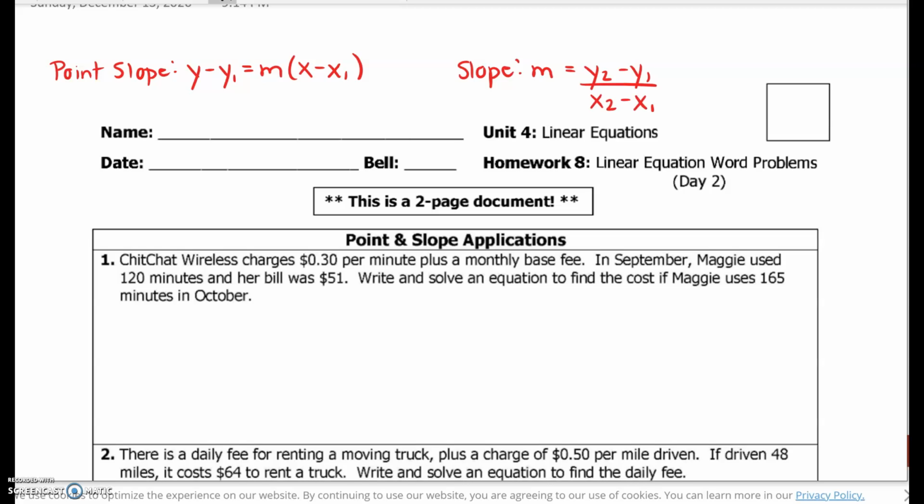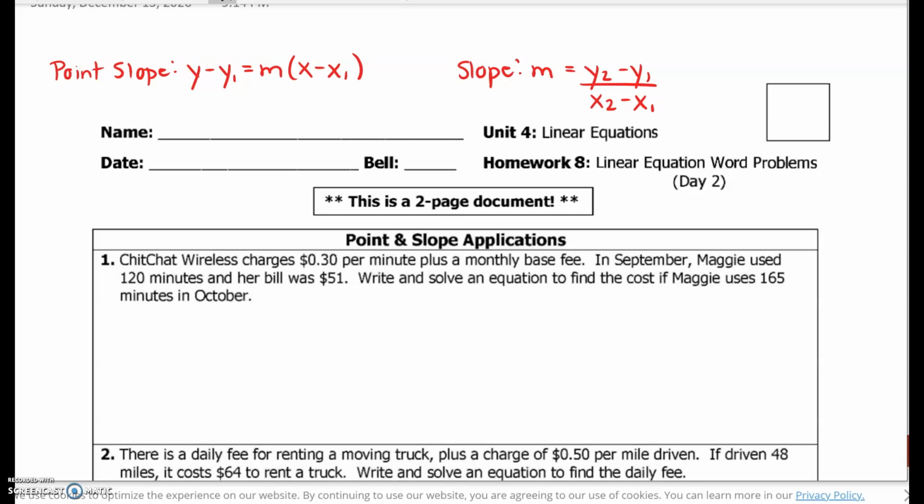You'll notice at the top of this page that there are 3 questions dealing with point and slope applications, and then at the bottom of the page, questions 4, 5, and 6 dealing with 2 points. So for 1, 2, and 3, when we talk about a point and a slope, we want to gather the information that we can use that represents a point and the slope in each situation.